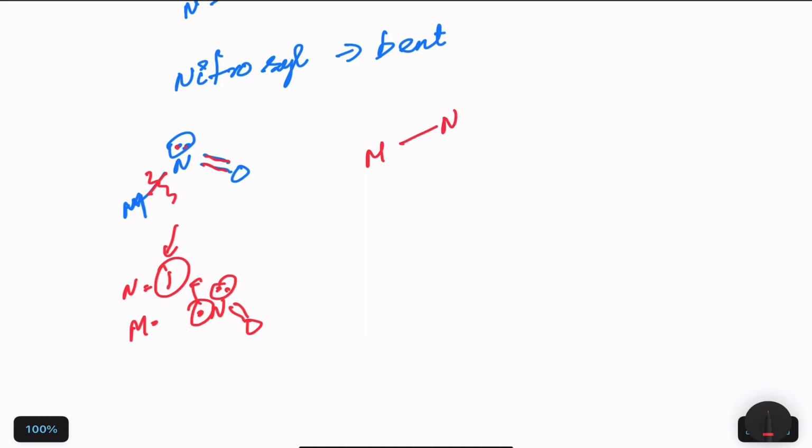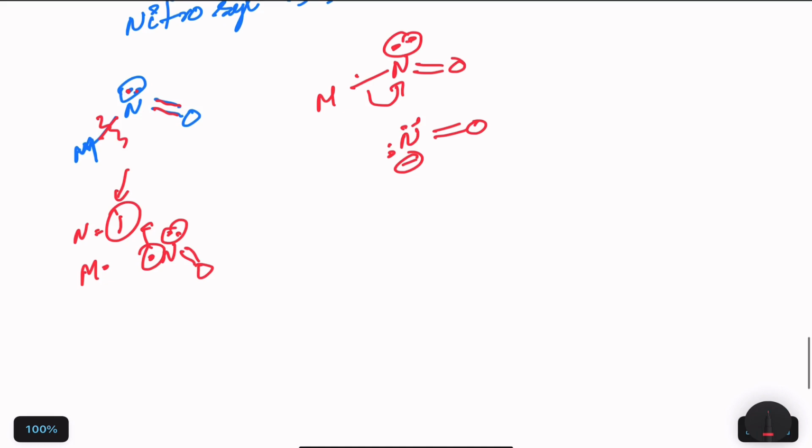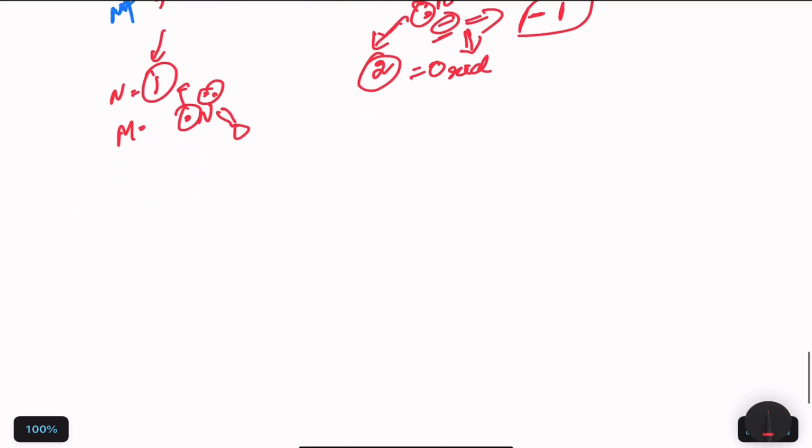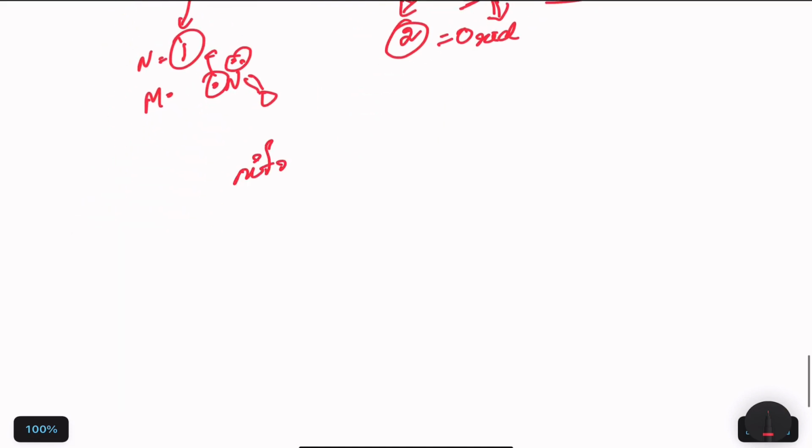Then for oxidation method, what I have to do? This 2 electron will come to nitrogen. So nitrogen will gain 1 electron now. So what will be the contribution here? It will be what? 2 electrons will be contributed. So 2 is the contribution in oxidation method. Then what about the charge? Charge for this bent nitrosyl is -1. As you can see, -1 is present. Okay. Charge for bent nitrosyl is what? -1.